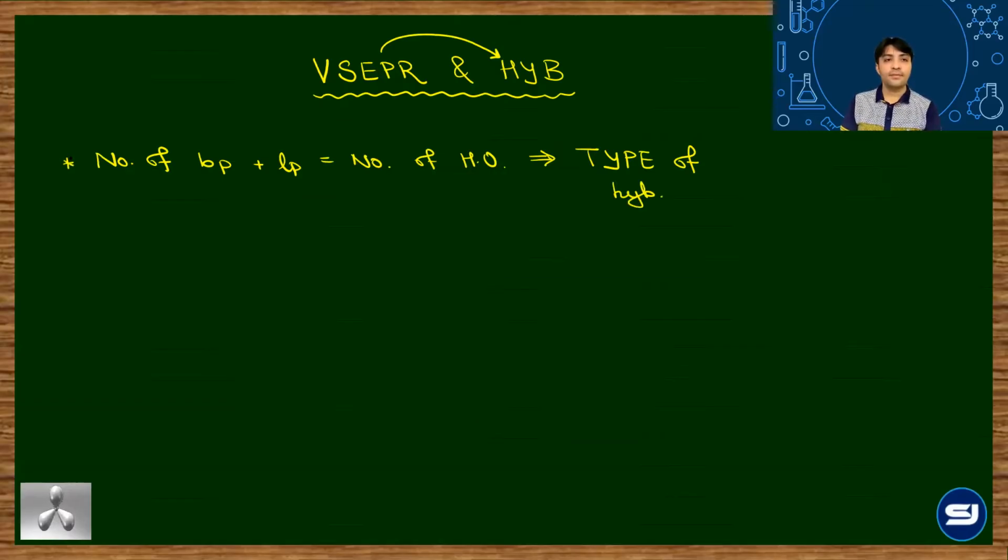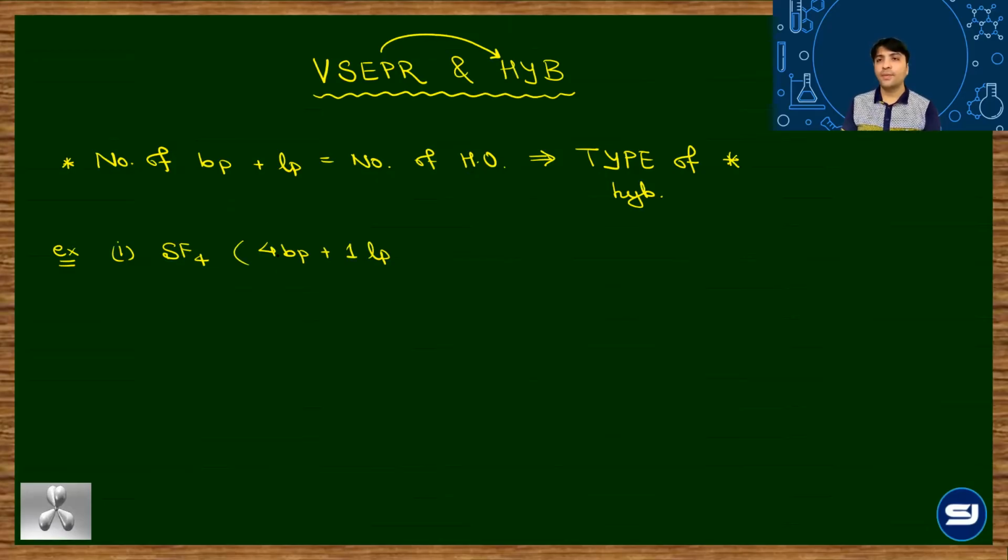Samjha ya trick? We have just connected VSEPR and the hybridization which we have completed. Example deta hu quickly, you tell me the hybridization. Okay, samajh mein aa jayega. SF4. Apply VSEPR first. Tell me BPs, LPs and get the number. 4 BPs and 1 LP. 4 BP, 1 LP. Do I need to explain this?